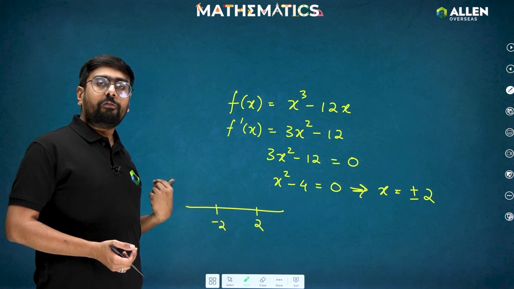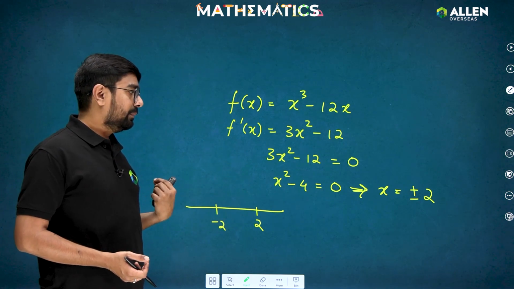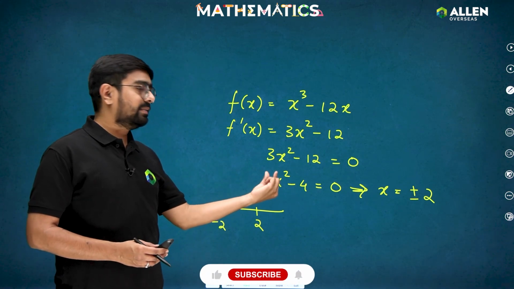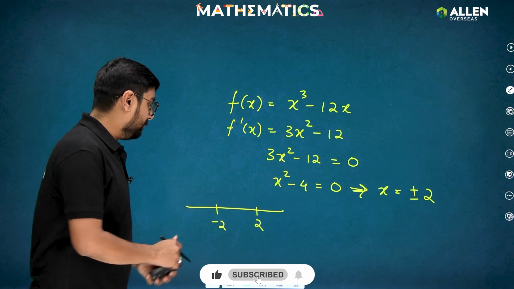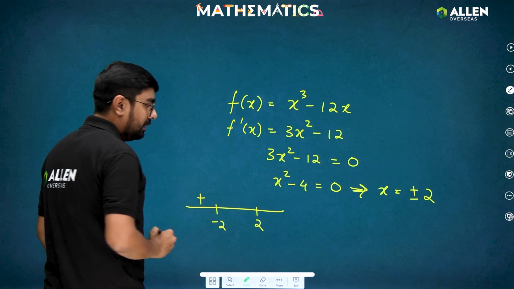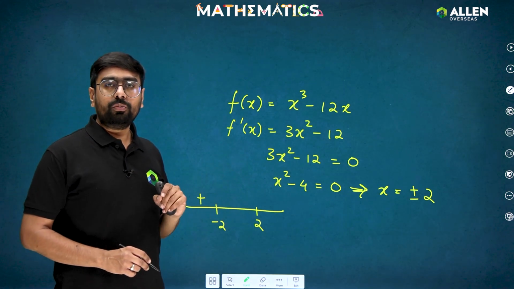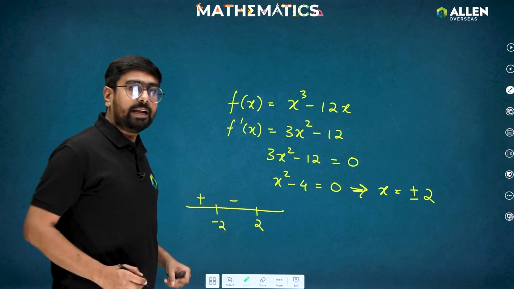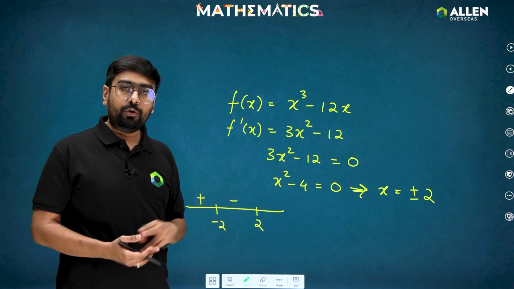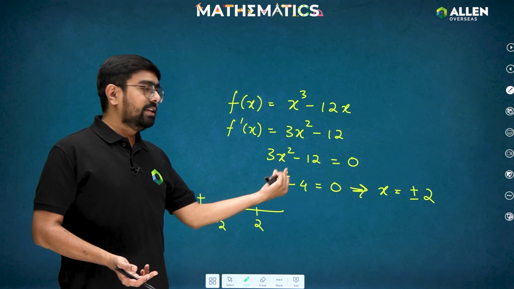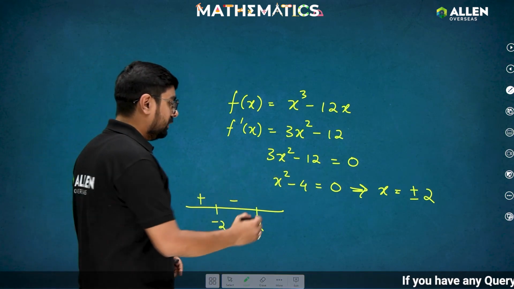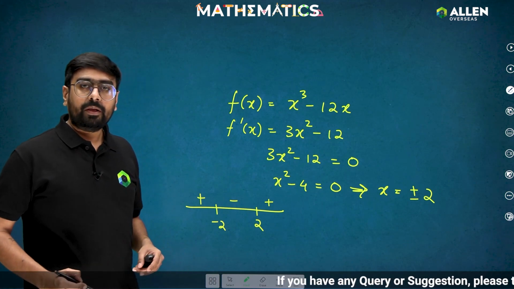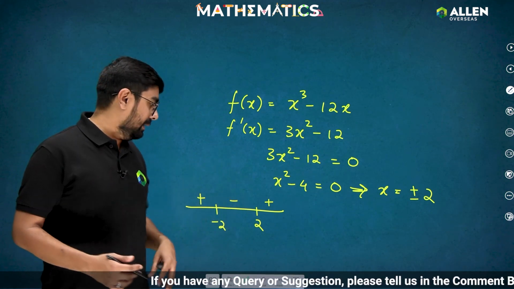So, any value before minus 2, let's say minus 3. At minus 3, square minus 4 will be a positive value. Any value between minus 2 and 2, let's take 0 only. So, 0 square minus 4 will give us a negative value. So, negative over here. Any value more than 2, let's take 3. 3 square minus 4 again will have a positive value. So, positive over here. Now, where are local minima and local maxima?